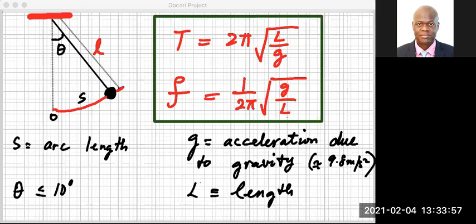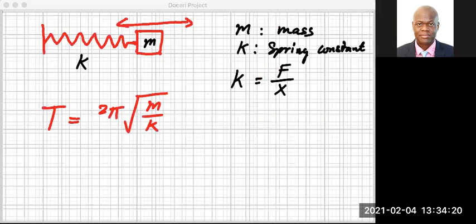So that means if we are to construct two pendulums with different masses, one with a small ball, the other one with a bigger ball or sphere, as long as the lengths are the same, then the periods will be the same, because mass does not determine period for a pendulum. On the other hand, for a spring system, mass is a factor. So if you increase the mass, the period will increase. If you decrease the mass, the period will decrease. If you change the spring constant, then the period will also change. So take note of that.